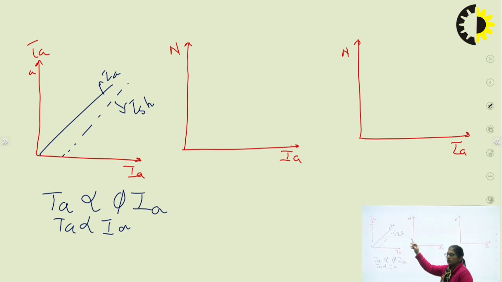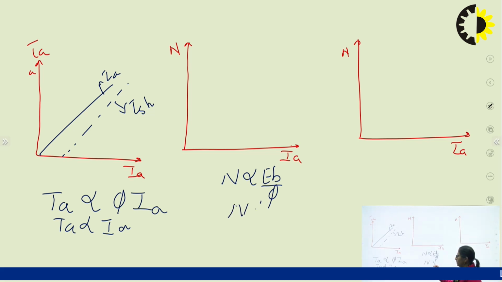Now, what is the relationship between speed and armature current? We have just seen Eb, how it is related. I know that the speed is proportional to back EMF divided by flux. Back EMF is given by phi P N Z by 60A. The rest of the things are constant. So the speed is proportional to back EMF and inversely to flux. They will vary according to the load. But once again, flux is constant in a DC shunt motor. So speed is just proportional to Eb.